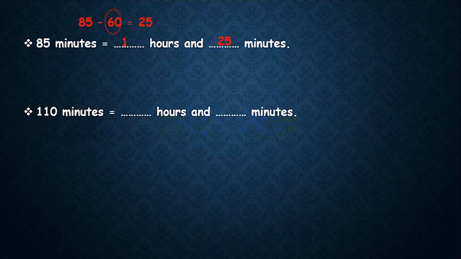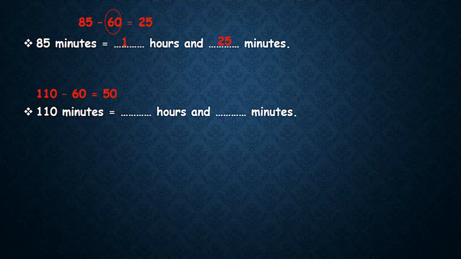Another example. 110 minutes equals dots hour and dots minutes. Ask yourself, is 110 less than 120 or more than 120? Yes, excellent, less than 120. And we said if the minutes is less than 120, we are going to make it minus 60. 60 means 1 hour. So we are going to make 110 minus 60 equals 50.